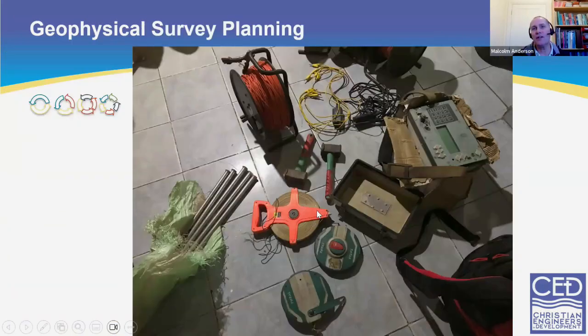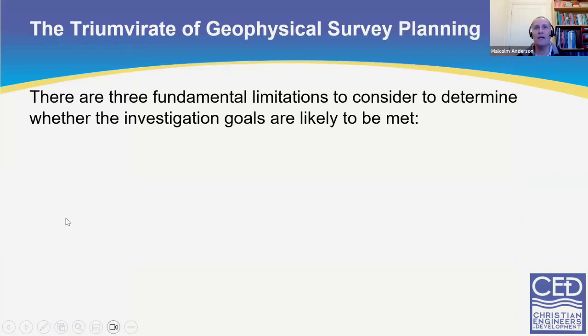So onto the geophysical survey itself and the planning process. As I've mentioned already, there's a triumvirate of decision points that are key to the geophysical survey planning process. Essentially, there are three fundamental limitations that help to determine the best method to select. And you have to look at those three and see whether they're going to achieve the investigation goals and whether those are going to be met.